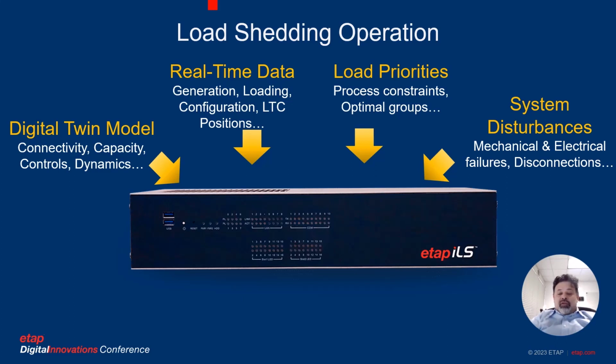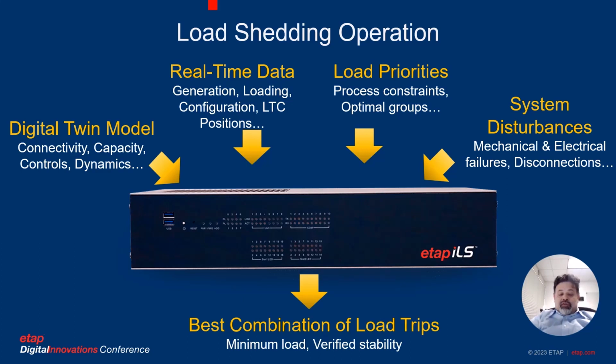So all of that information is captured by the ILS, including the electrical conditions such as generator trips, such as breaker disconnections, and used to determine when to initiate the load shedding. From this, we get the best combination of loads to trip. So the ILS controller determines the minimum load that needs to be tripped to maintain the stability of the system. And this stability is verified by the transient stability engine.